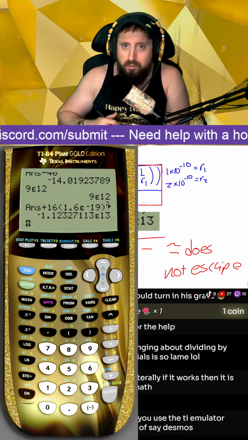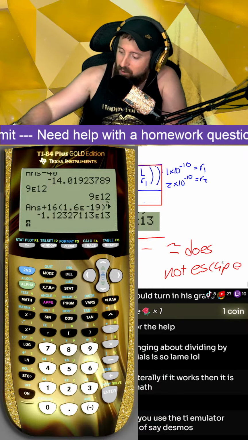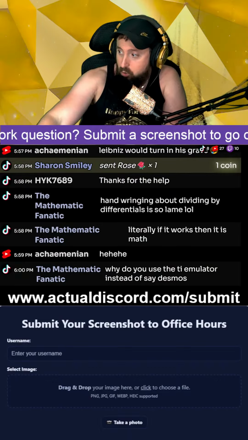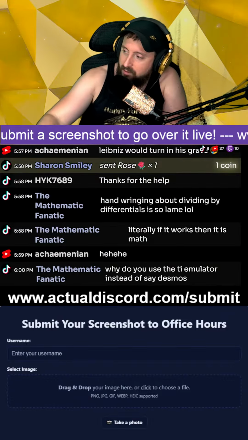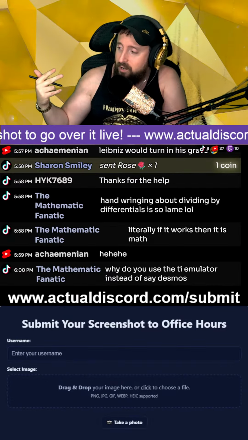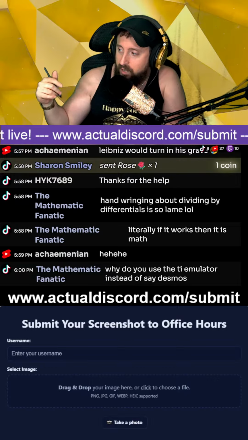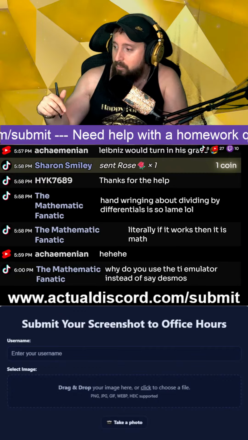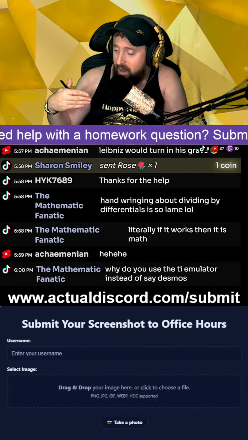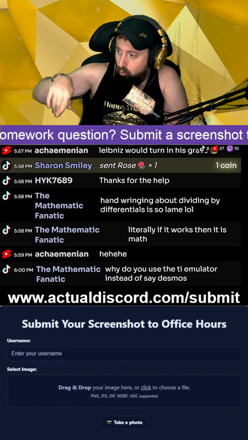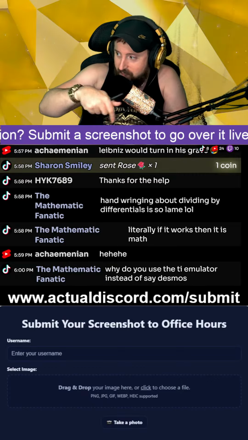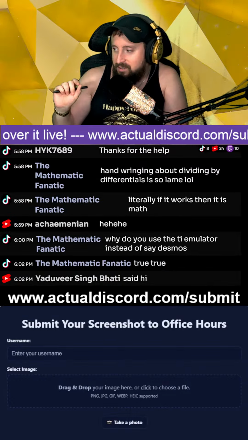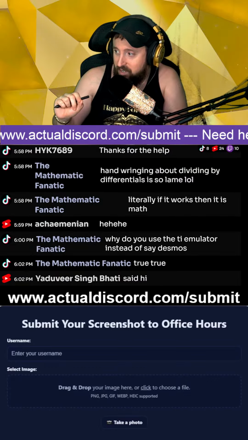Mathematic Fanatic says, why do you use the TI emulator instead of Desmos? Good question. The reason why I do that is because students, a lot of times, are allowed to use a TI-84 in their class, like on their tests, or they're allowed to use it on the SAT, or, like, whatever. So I think it's really important to show students what buttons to press to do things on the TI-84. So that's why I have the emulator. Because I remember at least when I was in high school, middle school, the teacher had like some cool little thing that went on the overhead projector and you could see what was happening on the calculator. I don't know if they do that anymore, but yeah, Desmos is allowed now on the SAT, which is cool.